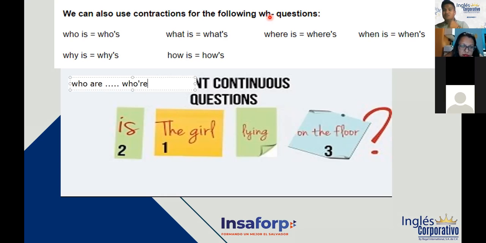So it will be kind of difficult, even for native speakers, aún para los nativos hablantes, it will be difficult to pronounce it like that. It will be kind of weird, right? So that's why they decided not to do it with the plural, ¿sí? Por eso es que se decide en fonética no utilizar the contractions with the plural form of the verb. So is there any other question? Okay, so if there's no questions, guys, today, well, this is pretty much it.